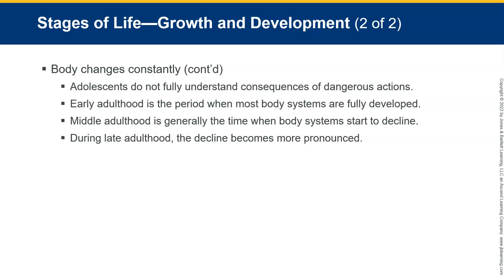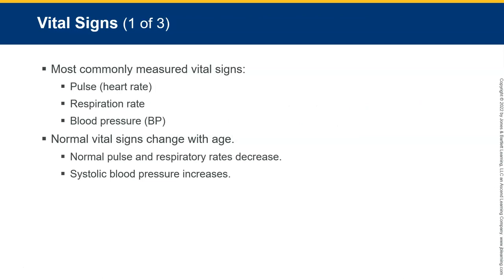So also at this time, in late adulthood, 61 and up, the incidence of mental decline and senility increases. So this is what we all have to look forward to. Some of us closer than others.